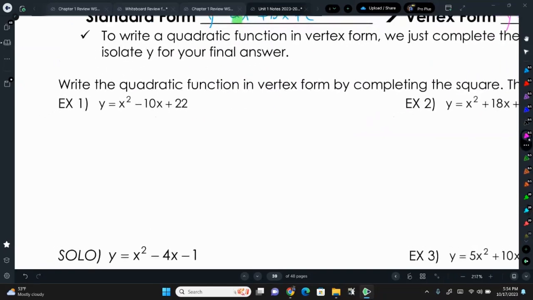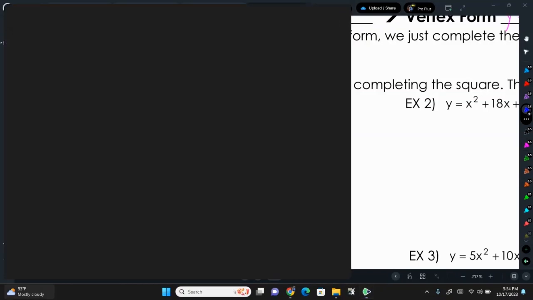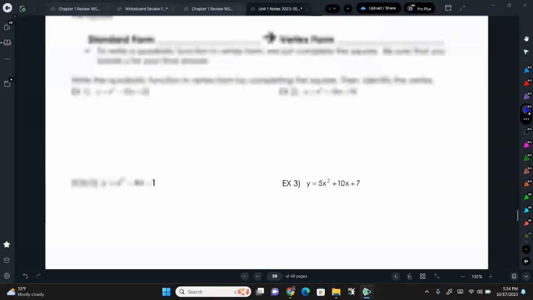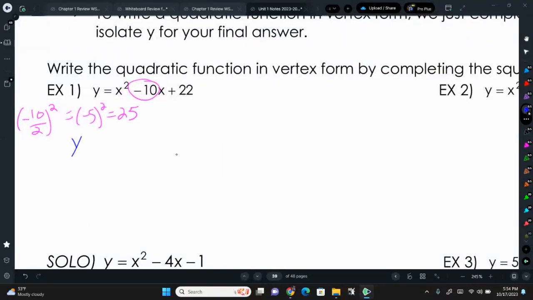So remember, when we complete the square, we take our b value and divide it by 2 squared. Well, negative 10 divided by 2 is negative 5. Negative 5 squared is positive 25. Now when we completed the square yesterday, we would take that 25 and add it to both sides. And you see, well, there's no both sides here. Everything is just on one side of the equation.